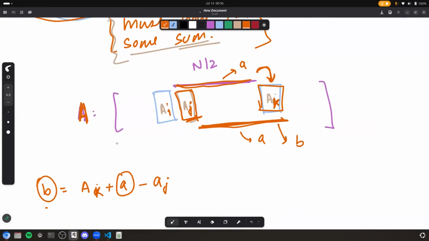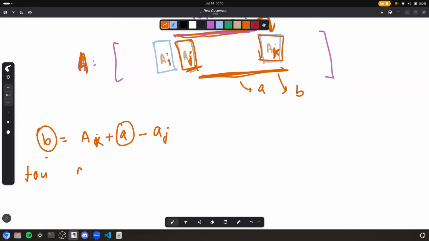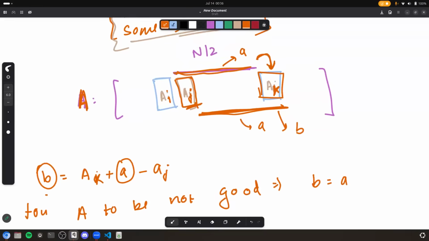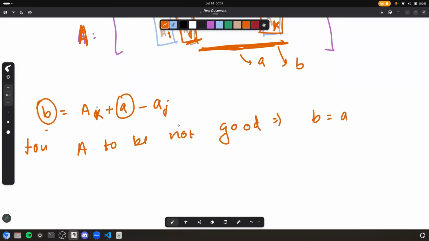And since for A, capital A, to be not good, B must be equal to A. Since these two subarrays have to have the same sum, right? So B should be equal to A. And if we take B equal to A, this equation gets solved to AK is equal to AJ.